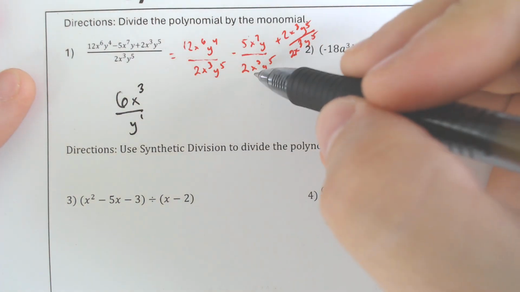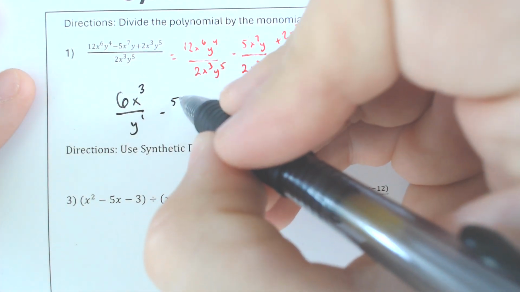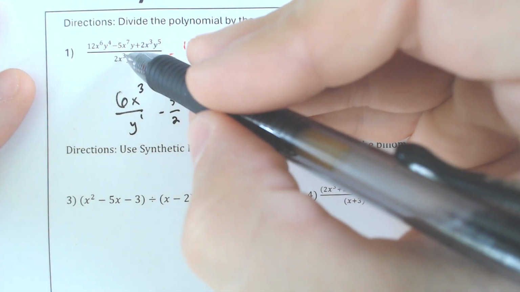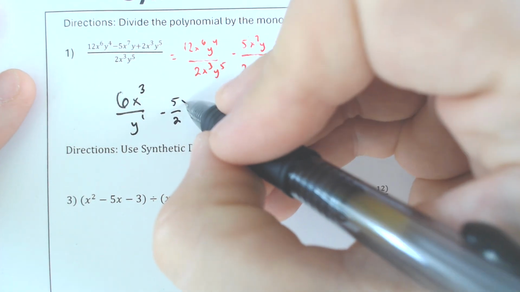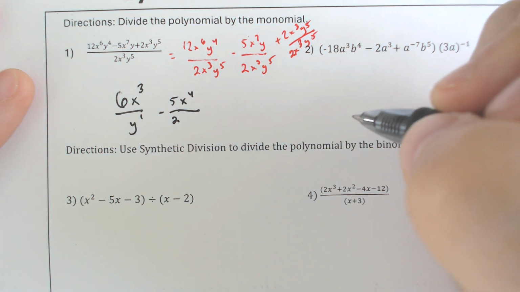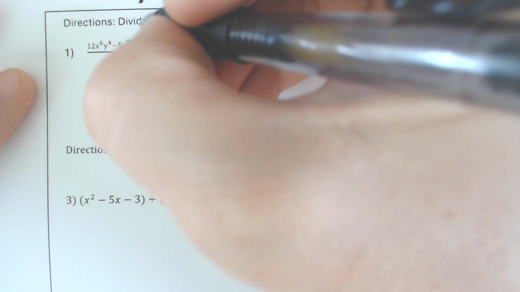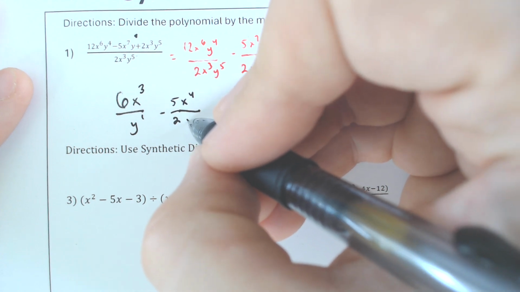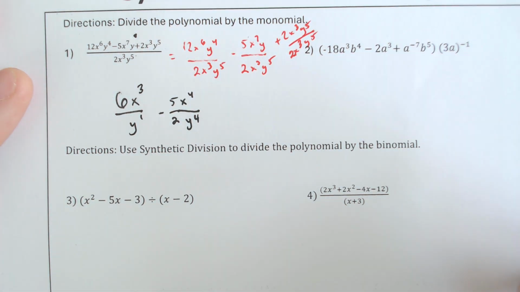Now 5 doesn't divide by 2, so we're just going to write minus 5 over 2. The difference between x to the seventh and x to the third is 4, so this is going to be x to the fourth, and the 7 was bigger. That's why we have the 4 there. And then the difference between y to the first and y to the fifth is 4 as well, but the 5 is bigger, so that is where my y ends up.